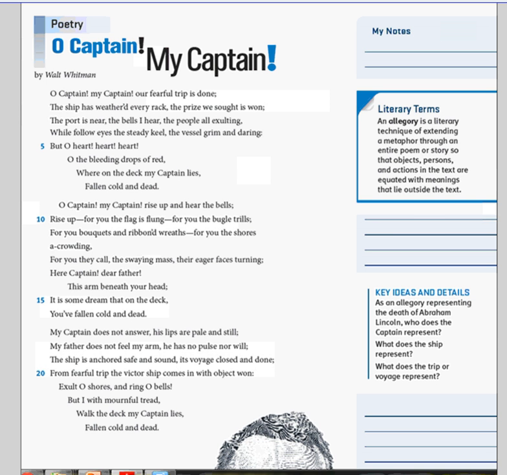So, Luzma, can you read about an allegory for us? An allegory is a literary technique of extending a metaphor through an entire poem or story so that objects, persons, and actions of the text are equated to meanings that lie outside the poem. Okay, so an allegory makes a metaphor so objects, persons, and actions have different meanings outside of their writing.